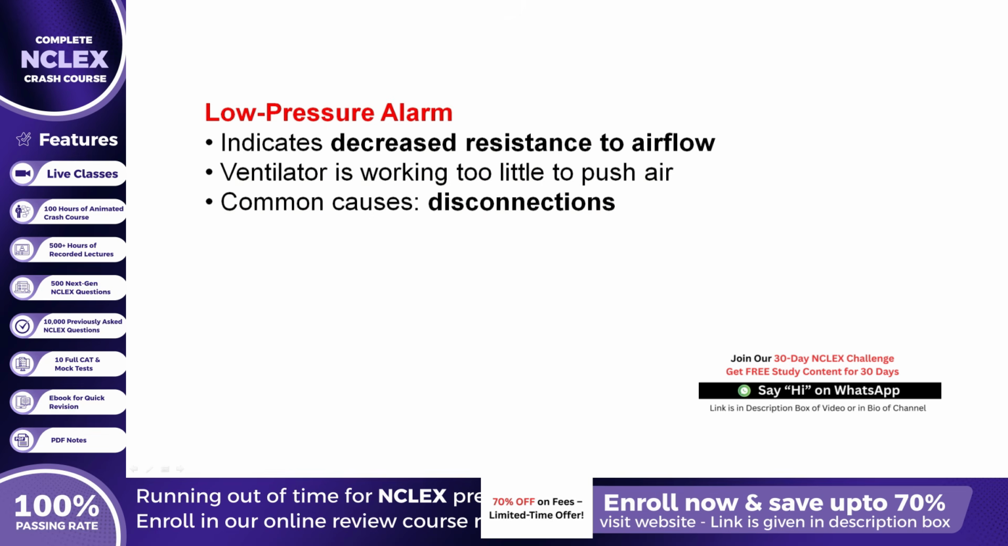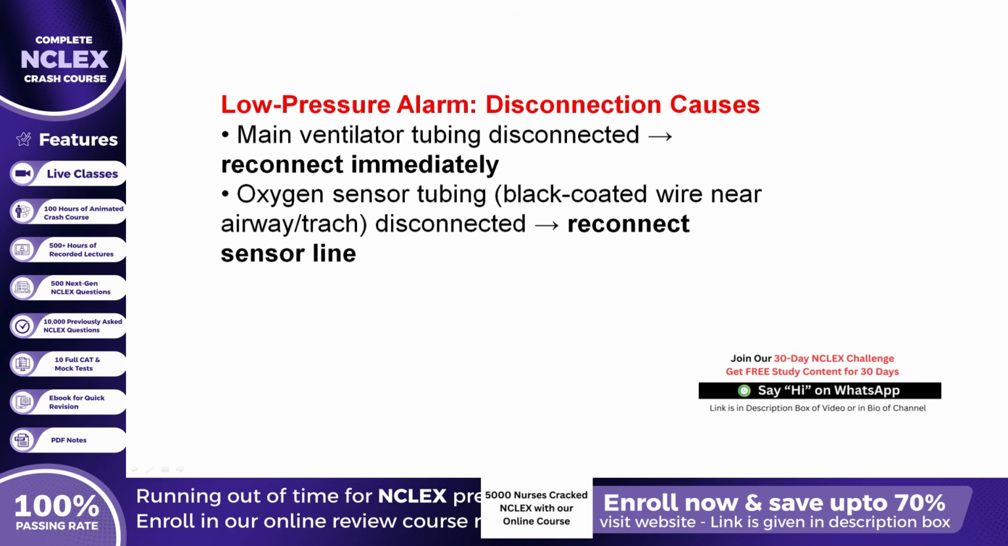Moving forward to low-pressure alarms, we explain that this indicates decreased resistance to airflow. Then we clarify that the ventilator is working too little to push air. And finally, we note that common causes include disconnections. To conclude, we state that the main ventilator tubing being disconnected must be reconnected immediately.